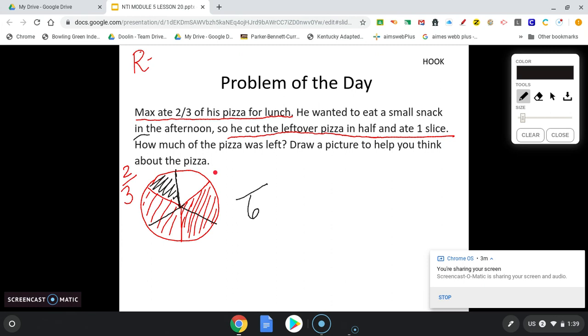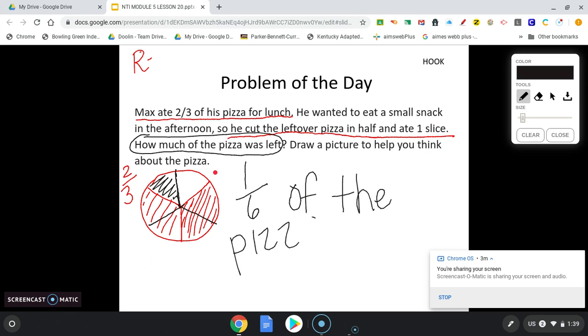So we have to figure out how much of the pizza was left. Very good. There's 1 out of 6 pieces left. So I can write my sentence and say 1/6 of the pizza is left. Remember, it's very important for you to read, draw, and write. Okay, let's keep going. Good job, boys and girls.